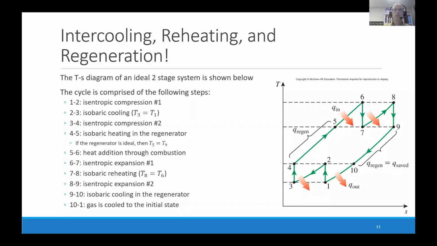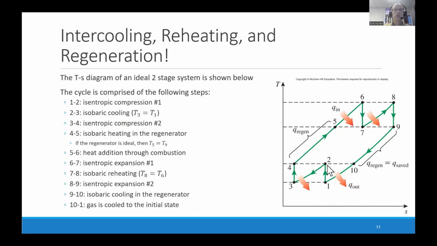Going through the analysis, we have quite a few steps. Again, we could have more than 2 compressors or turbines, but we will look at the simplest scenario with only 2 of each. So first, the air comes into the first compressor and can be idealized as an isentropic compression between points 1 and 2.